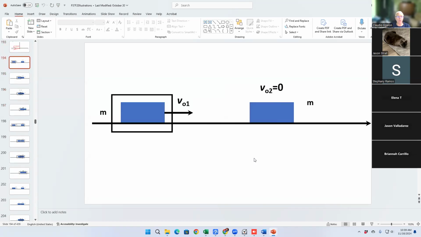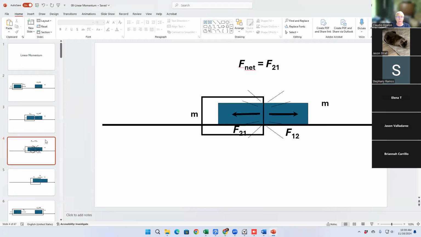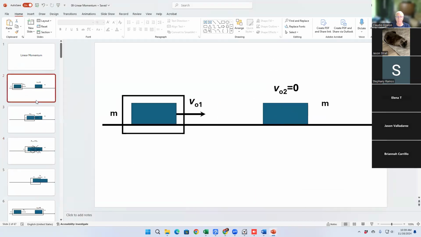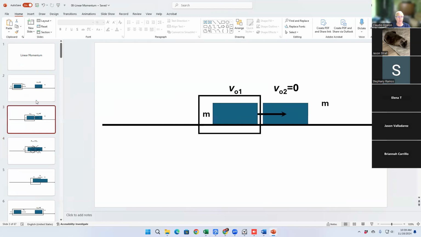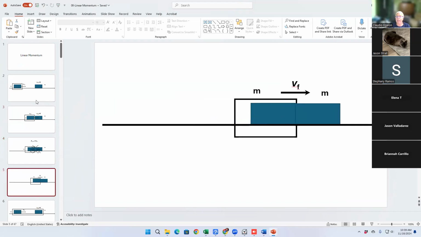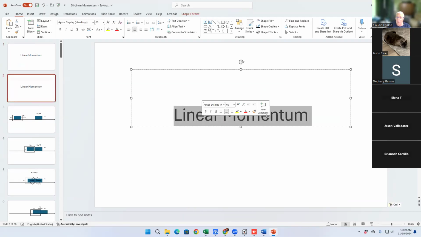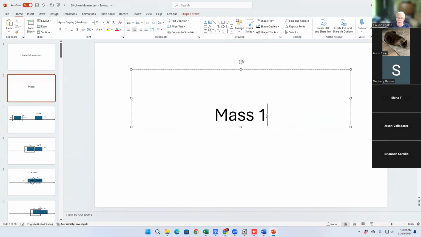Well, that's one way of looking at this situation. There is a smarter way of looking at it, okay? Here, I'm considering object number 1 as being my system, okay? And I'm gonna write that down here. Mass 1 is our system.